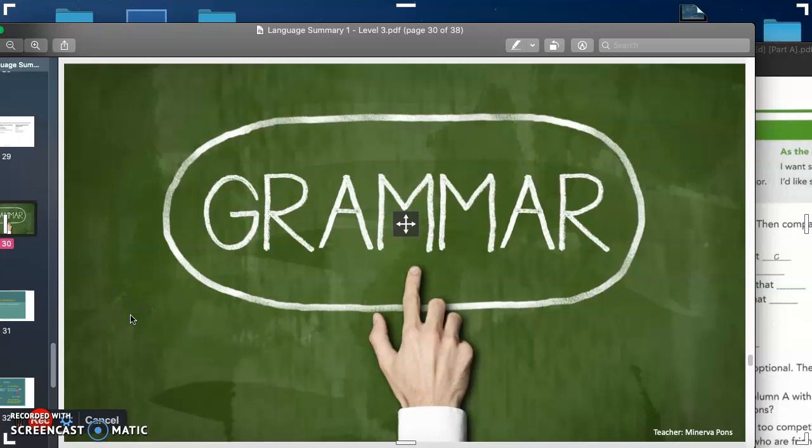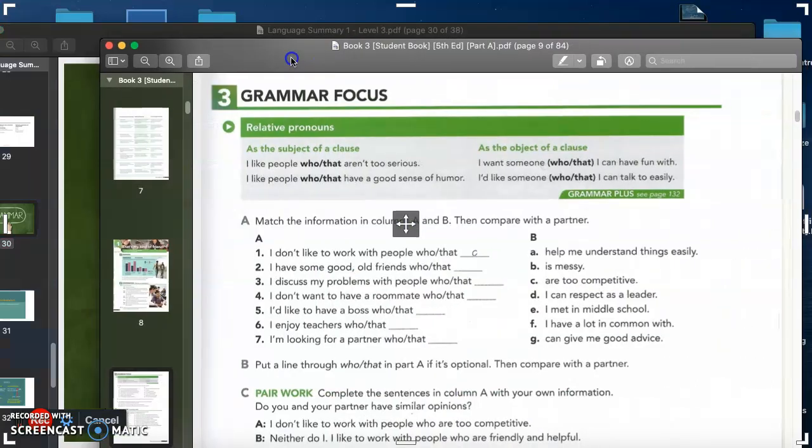Hello guys. Okay, so right now we are going to talk about the grammar of this book for Unit 1A, Level 3. So basically, this is what we have on the grammar focus for this unit. We have relative pronouns. The relative pronouns can be used as a subject in a sentence, and they can also be used as the object of a sentence.